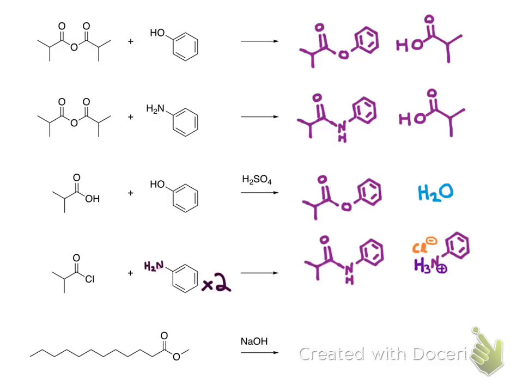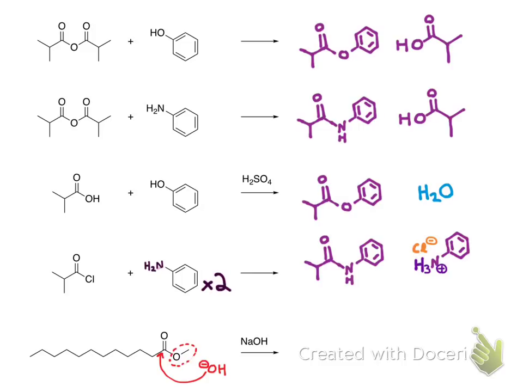So this last one, we have this really, really long fatty ester. So we're reacting our ester right here with sodium hydroxide. This process is also known as saponification, and it's how we make soap. So let's see what we end up getting. In this reaction, hydroxide acts as a nucleophile and attacks our carbonyl. And our leaving group is this alkoxy group.